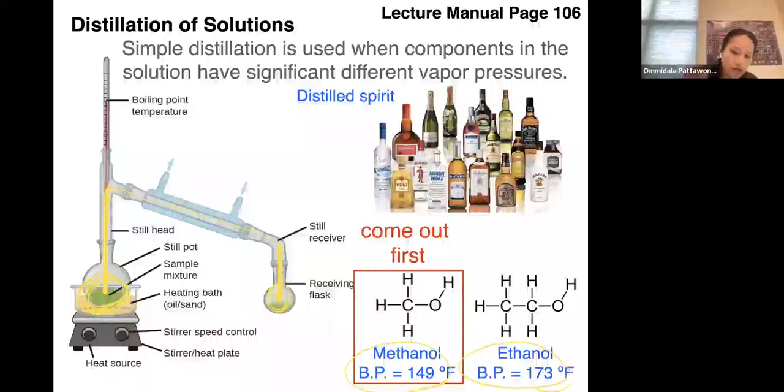And once you finish collecting all the methanol, the second component that is going to boil is ethanol. That's when you are going to be able to collect the ethanol, and it's going to leave all other components behind.